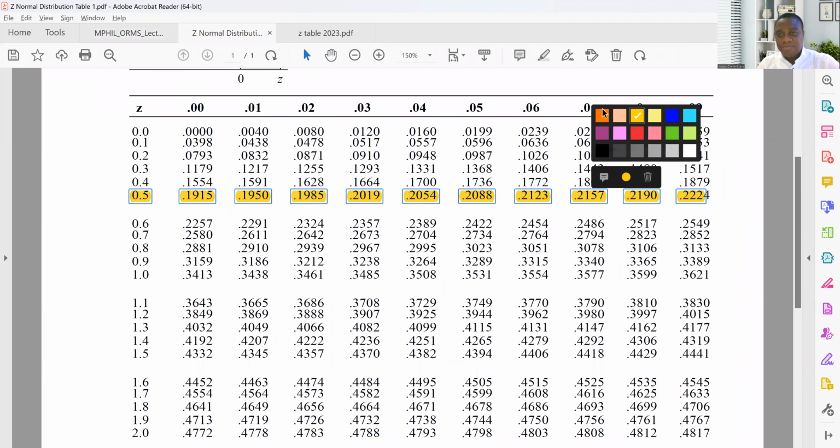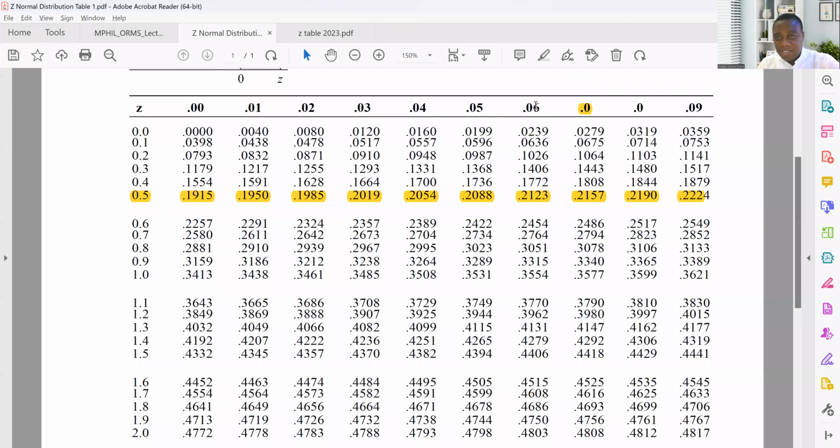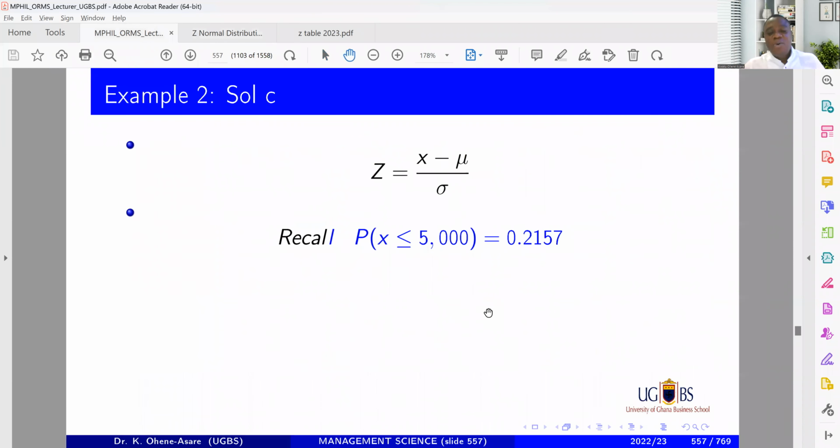Let me just make this yellow. So this will be the under 7, that section, because this is 0.05, 0.06, 0.07, 0.08, 0.09. So 0.5 under 7 will be 0.2157. I'm answering your question, Calvin Little, you were the one that asked that question. Once you do that, you put that value down, and that's the value we have here. Then you go and do the 3,000.